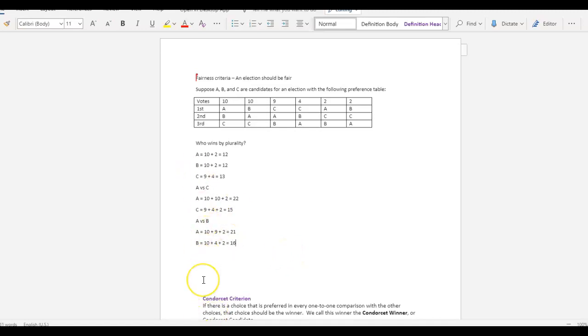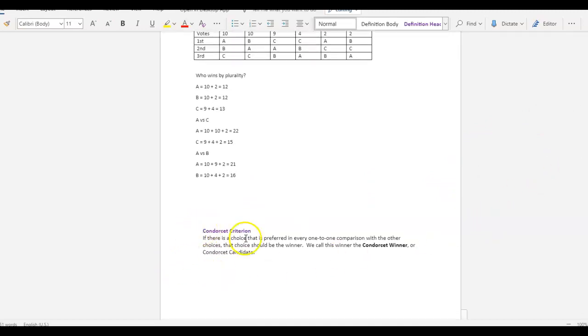Now notice in both of these comparisons, A won in a head-to-head competition with each of its 2 competitors, and yet A did not win a plurality election. And this is the problem with a plurality election. When we have more than two candidates, the votes get split, and it's not always the preferred person who wins the election. In this case, A is the preferred person, and they did not win the election. It violated the Condorcet Criterion.